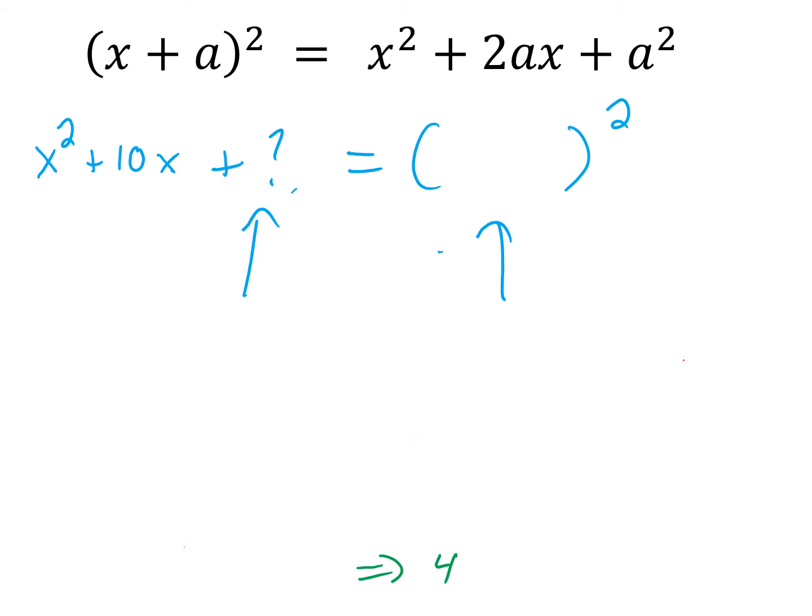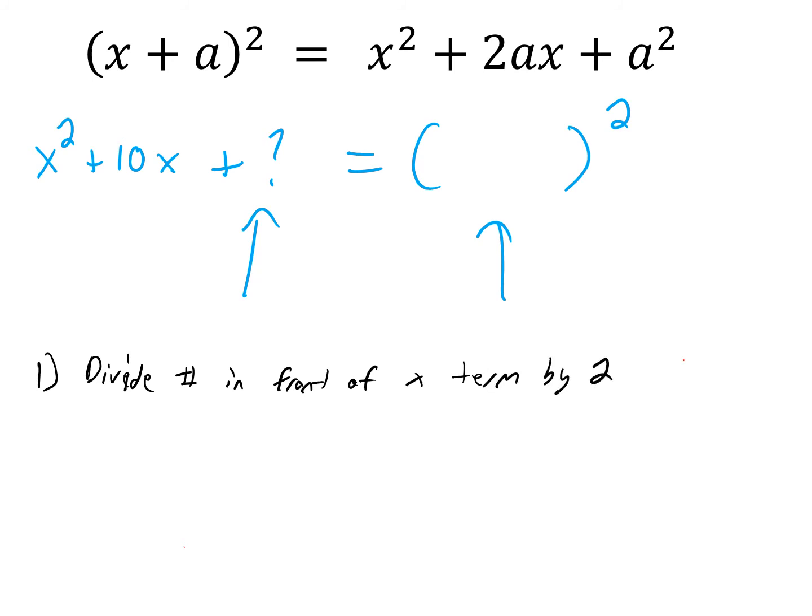And I'm telling you the steps. So the first step is you divide the number in front of the x term by 2. Always divide by 2. So you take the number 10 and you divide it by 2 and you get 5. That's not the answer, but okay, so then after you do that, you square the number.